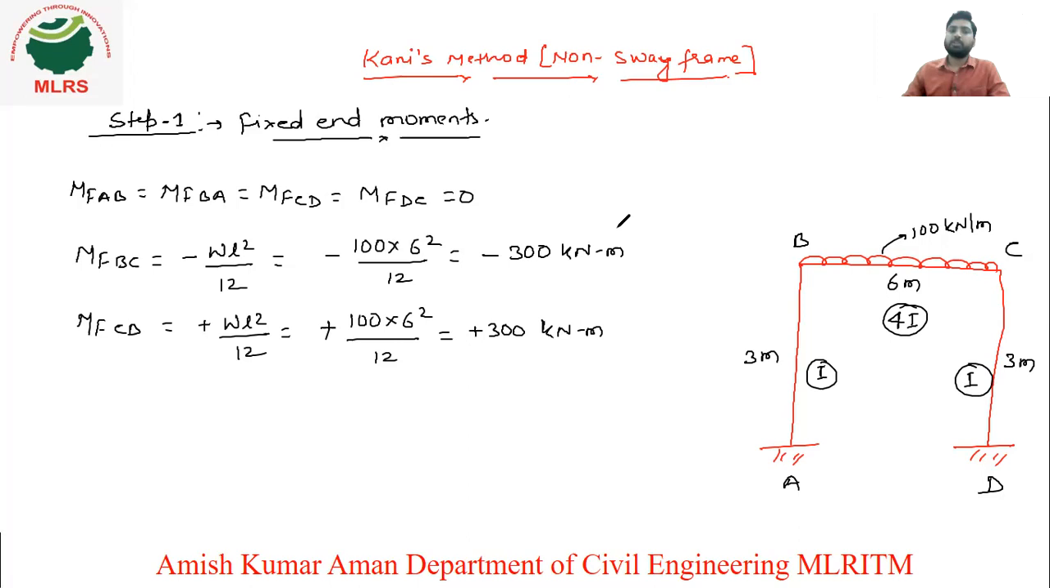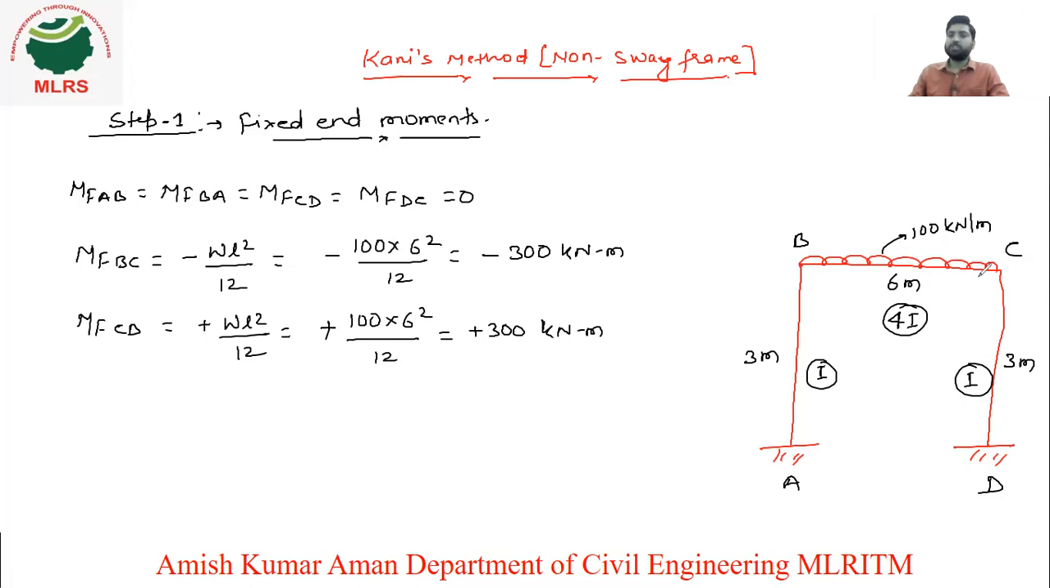Now, what is our first step? First step is to find fixed end moments. The first fixed end moment: you can see this AB span and CD span are not loaded. For an unloaded span, the fixed end moments will be zero. So MFAB, MFBA, MFCD, and MFCB will be zero.